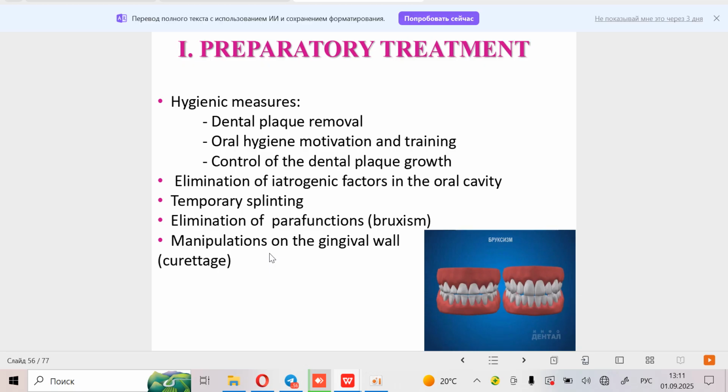Next, if the patient has bruxism or another parafunction, the next stage is elimination of parafunction. If the patient has bruxism, you cannot continue to plan treatment. You must first eliminate bruxism with a splint. A splint is very necessary in this situation. And the next, manipulation on the gingival wall, curettage.